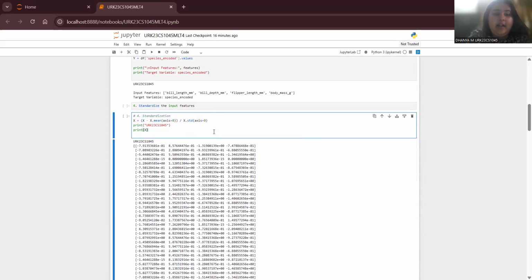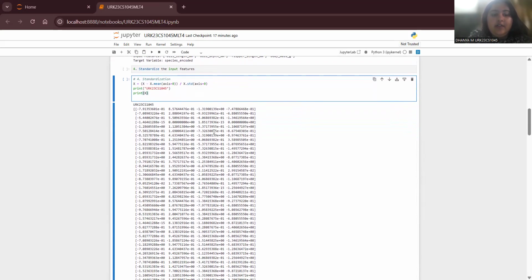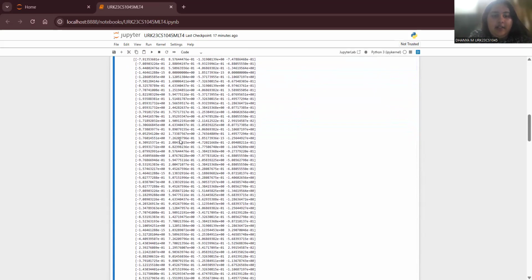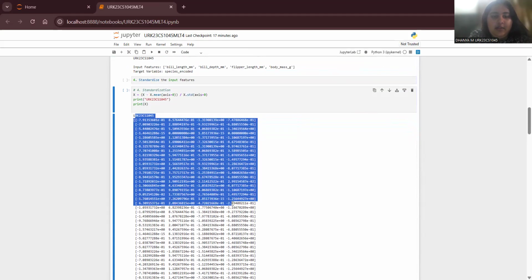And the fourth one, I have standardized the input features. Mostly these input features may have different scales. For example, the bill length may be around 40 to 60, and body mass may be around 3000 to 6000. So standardization converts all the features to a similar scale with mean 0 and standard deviation 1. This improves the training performance of the perceptron model. So we converted like that. I have standardized the features, you can see here.